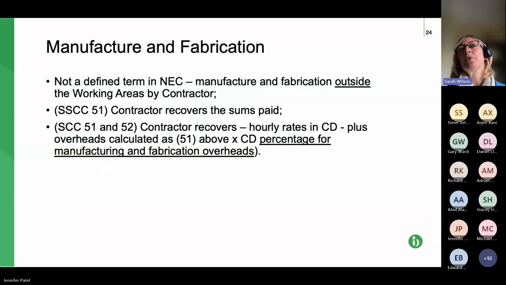Okay, we can cover this fairly quickly. So as we've already seen, this is for manufacture and fabrication of pieces of equipment off-site. So probably not hugely used for your projects, but basically the contractor can claim the basic sum paid for producing that piece of equipment off-site, and also a percentage figure goes in the contract data part 2 that allows for the overhead and profit to be claimed for the manufacture and fabrication off-site. So next slide, please.